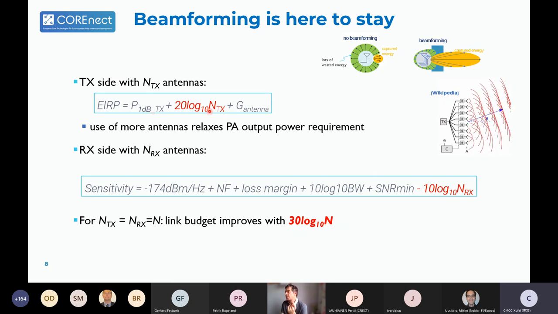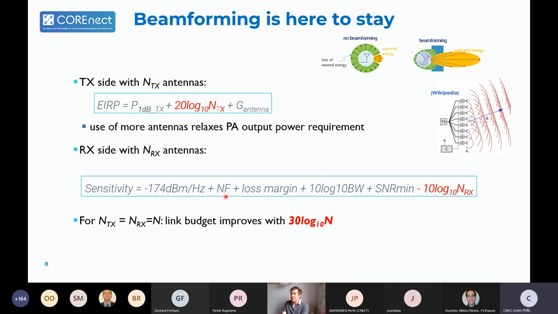This is beneficial for RF hardware technologies, of course, in the light of what I said before, that the power generation at high frequencies is problematic. Of course, if you exaggerate with the number of antennas, then you duplicate too much electronics, and then you again consume too much power. I will come back to that trade-off later on.